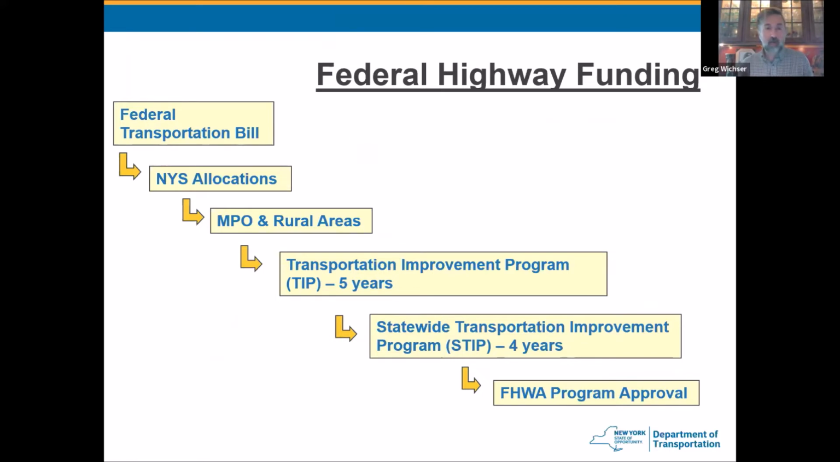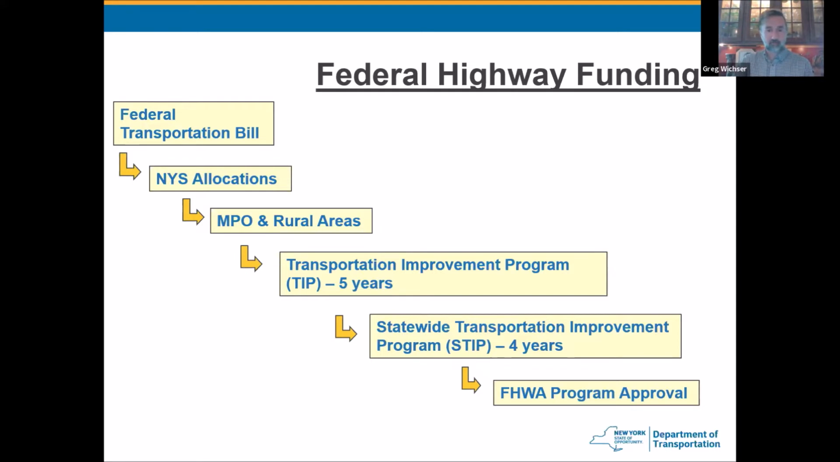Then to get to how federal aid works. Where does federal highway money come from? Obviously, we're all paying attention to the news where an infrastructure bill is being negotiated in Congress. A transportation bill turns into real funding, which is then divvied out to the states per the bill. And then New York State develops planning targets to hand out to the various MPOs and the rural areas.